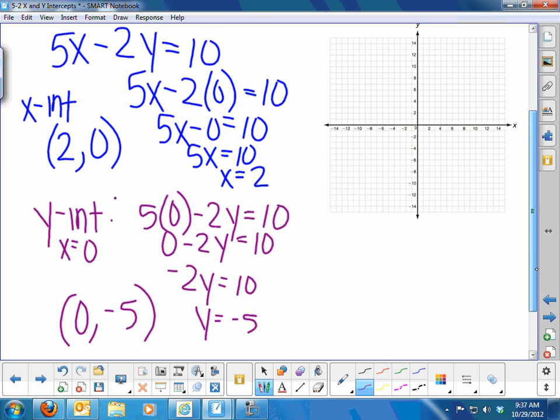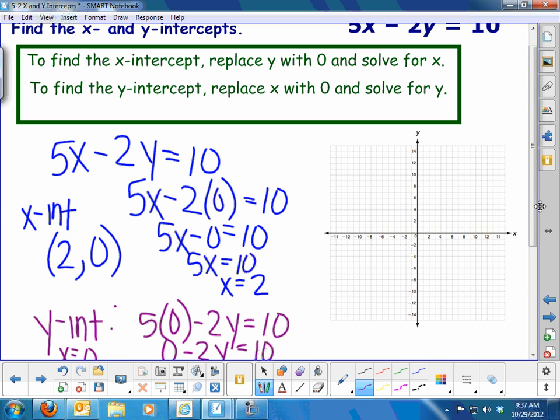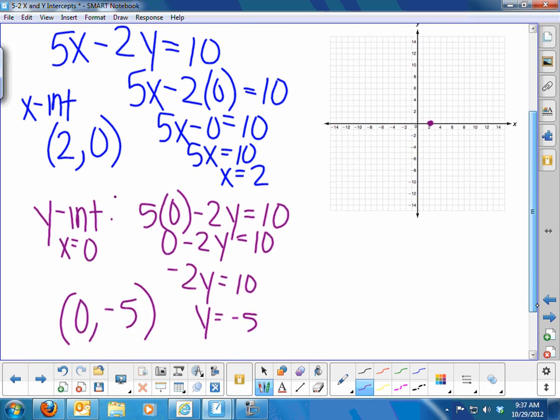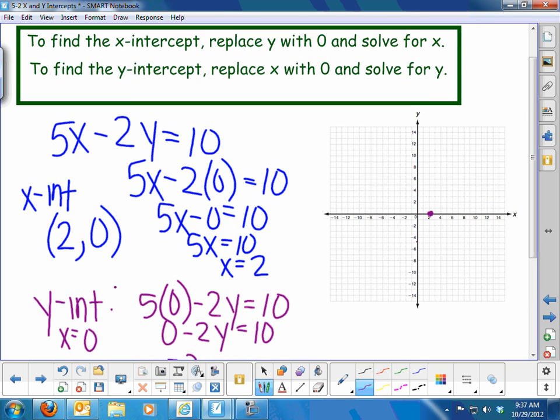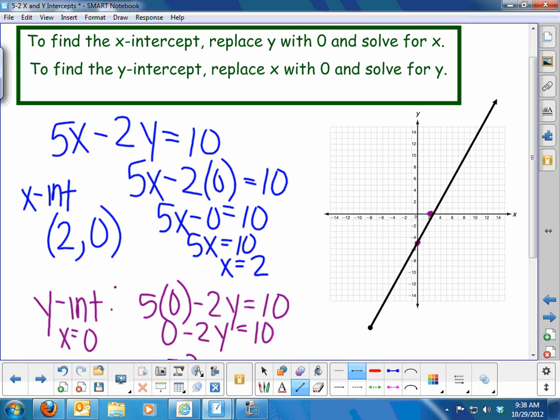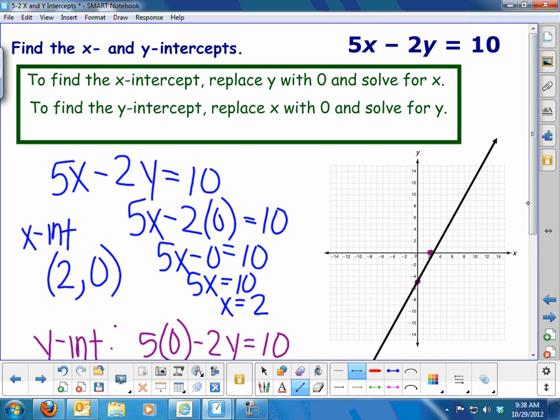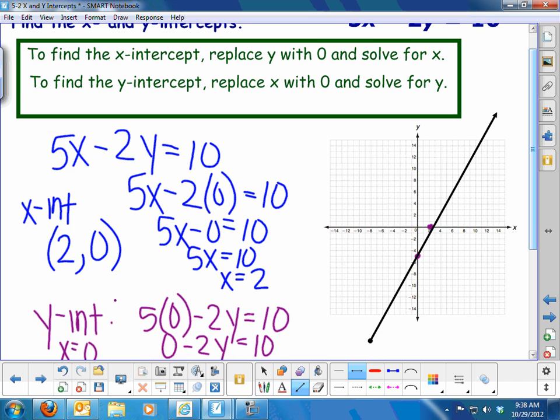So now if I graph those 2 points, my x-intercept will be at 2, 0, over 2, up 0. And my y-intercept was over 0, down negative 5. And now I'm going to connect those with a line. And there is a graph of my equation, 5x minus 2y equals 10, using the x and y intercept method. All right, that's all we have.